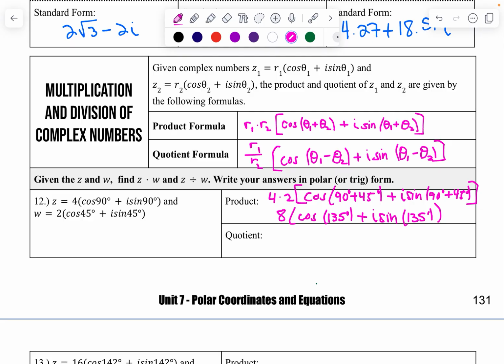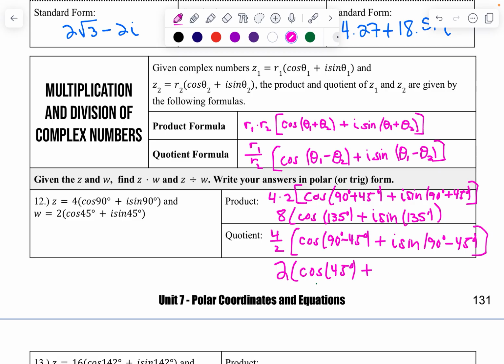And if we want to find the quotient, we'll do 4 divided by 2 times the cosine of 90 degrees minus 45 degrees plus i times the sine of 90 degrees minus 45 degrees. And so we'll get 2 times the cosine of 45 degrees plus i times the sine of 45 degrees.